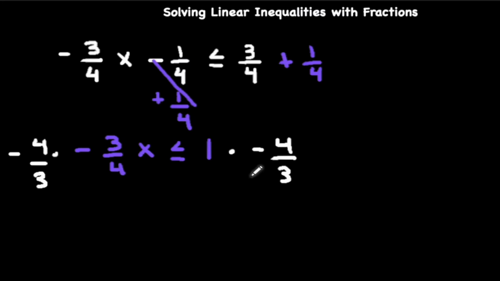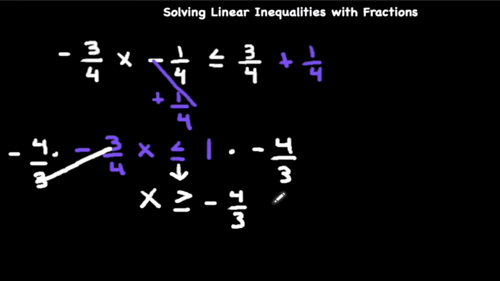Okay, so as you can see, we can go ahead and cancel out negative 4/3 times negative 3/4 because it's just 1. So we're left with x. And remember, since we multiply by a negative, we have to reverse the inequality symbol to greater than or equal to. And 1 times negative 4/3 is negative 4/3, or as a mixed number, negative 1 1/3. Okay, so let's go over a couple more problems.